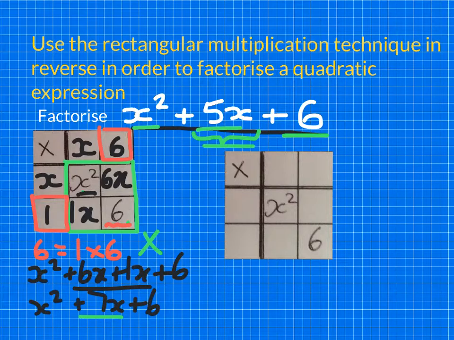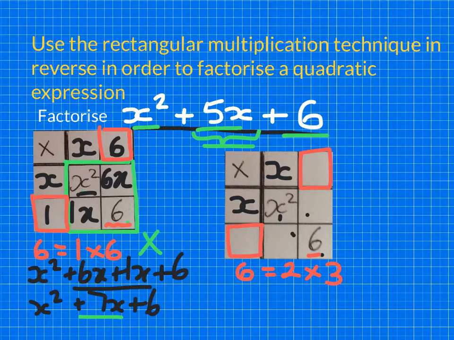Starting with a fresh grid again, we can start filling in. We know we've got our x squared, and we know we've got our 6, but we just have to find these other 2 numbers that add together to make 5x. To make x squared, we had x times x. And now we need to decide what 2 numbers we can use, which when multiplied together, here and here, are going to make 6. We've already tried 1 times 6 and that didn't work. Maybe we should try the fact that 6 is equal to 2 times 3 and see if this works.